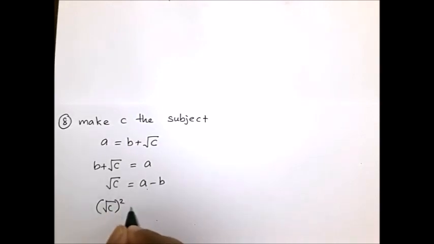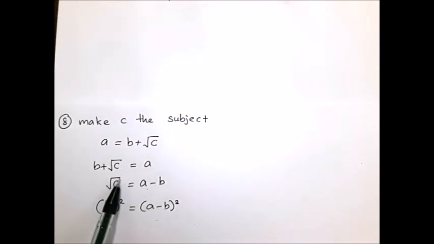Square both sides. Put brackets and write square. To remove this square root, write the opposite of it. It is square. Write square for both sides of the formula. Here squared and square root cancel each other. Only c remains. c equals a minus b to the power 2. This is the answer. I am going to explain it again.